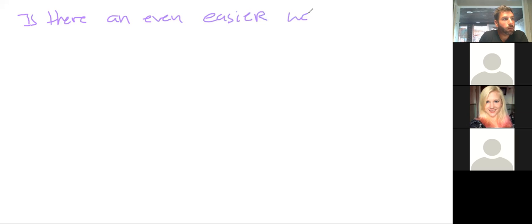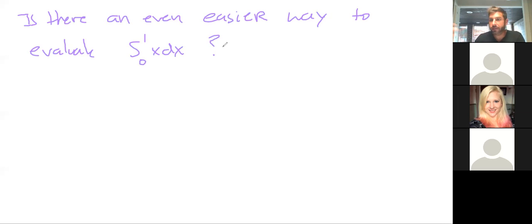So the way I'd like you to think about this is the following. Is there an even easier way to evaluate this integral? I mean, we had to recognize some ugly pattern and take a limit. But what we're asking is, is there an even more beautiful, concise, or simpler pattern that we could take advantage of? And the answer is yes, if we look at it from a different perspective.